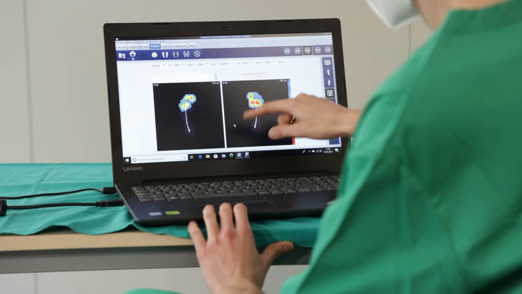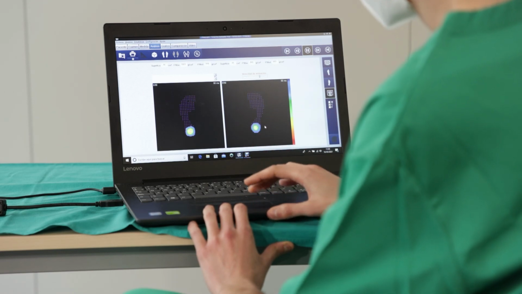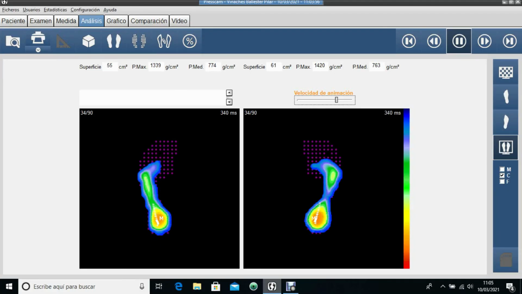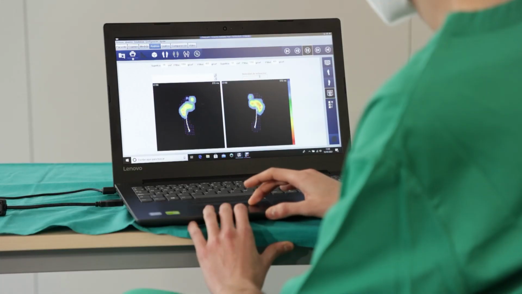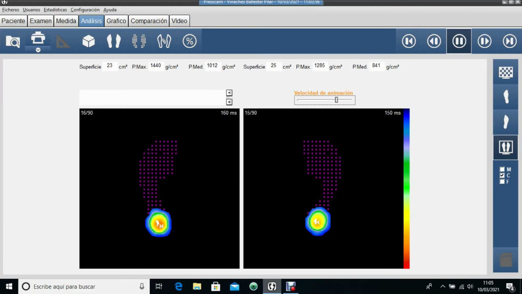This line shows us the progression of the pressures along the step. If at some point the line varies a lot in its position, it may inform us of a possible instability in our patient, for example.